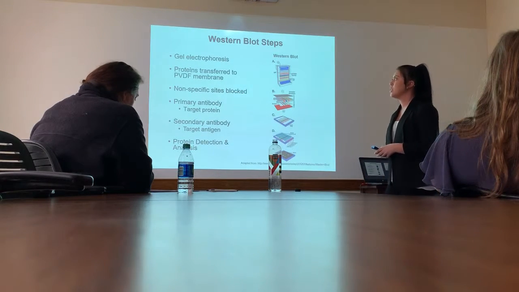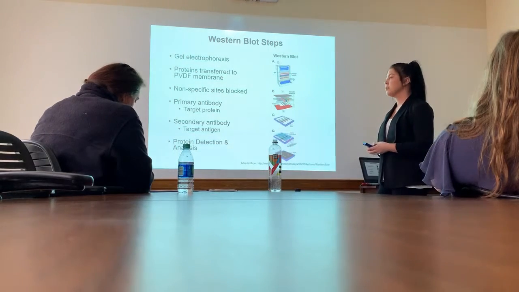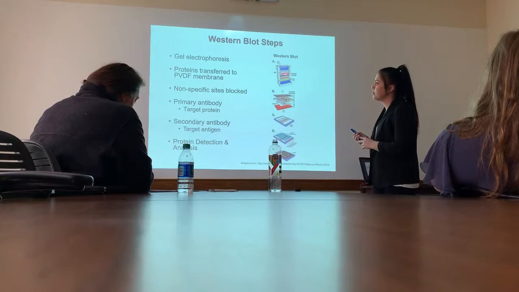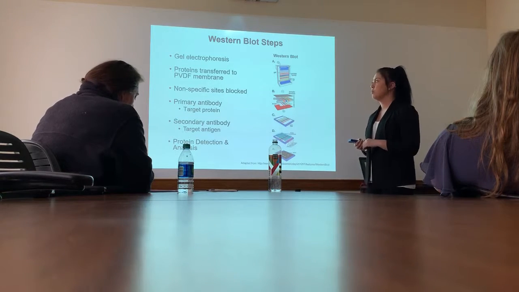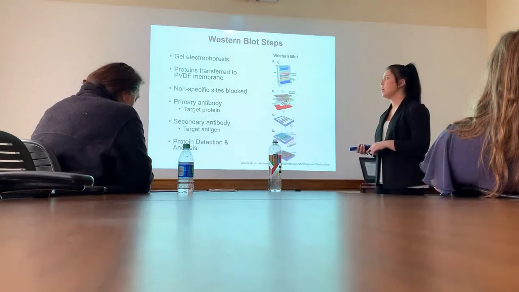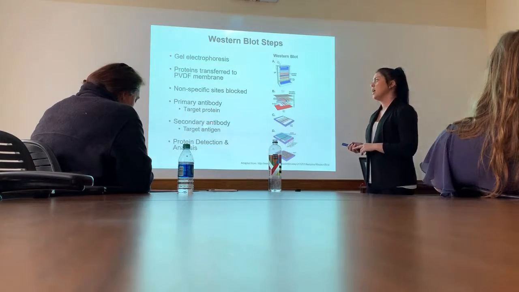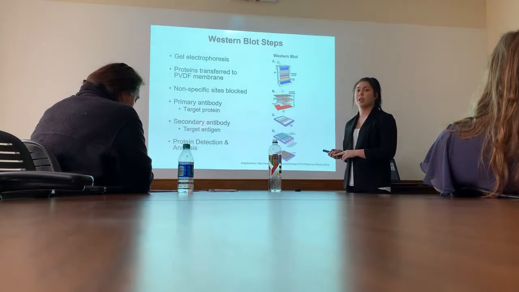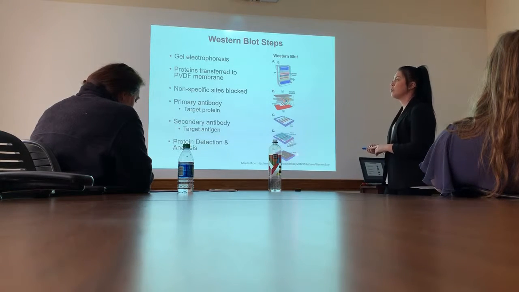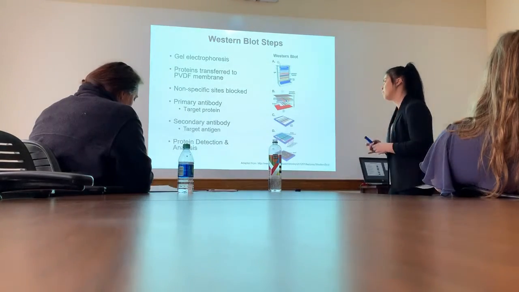So the method used within this was Western blot. First you're going to run a gel through gel electrophoresis, and then once you have your proteins present, you're going to transfer those proteins to a PVDF membrane. You're going to block the non-specific sites that you do not want to see, and then you're going to use a primary antibody to target the protein, and then a secondary antibody to target the antigen. And then you will get your final product after all those steps, where you are able to detect the protein and then analyze your protein from there.